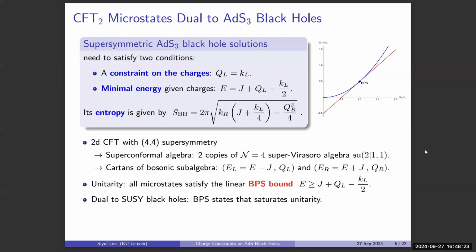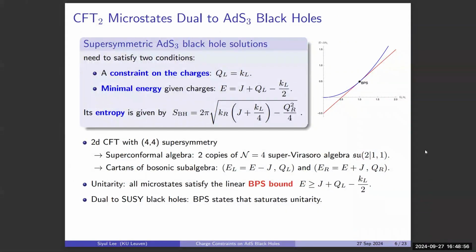On the field theory side, there exist BPS states all along the red line. There are BPS states with QL not equal to KL as long as their energy satisfies this BPS bound. So what I will argue in the next 10 minutes is that by forming an ensemble of quantum states on the field theory side, although individual microstates do not satisfy this relation, their ensemble average can satisfy this relation and match the equation on the gravitational side.